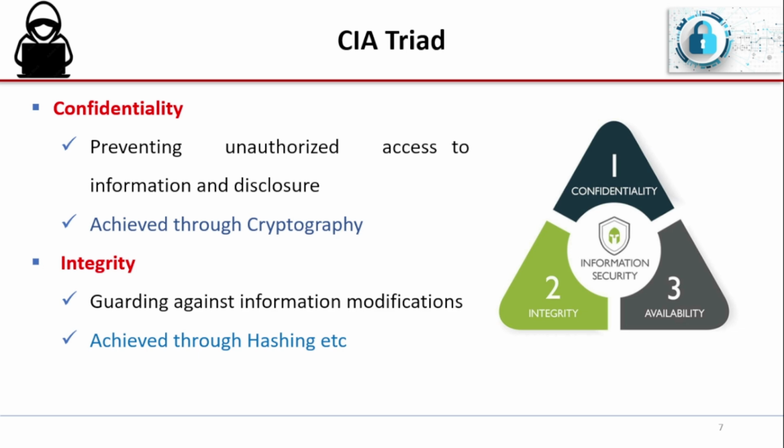And the second thing is integrity. Integrity basically, if an attacker gets hold of your data and changes that data, and the data is not in its original form, this is the disruption of integrity. So how do we maintain and safeguard our integrity? We do it by hashing.